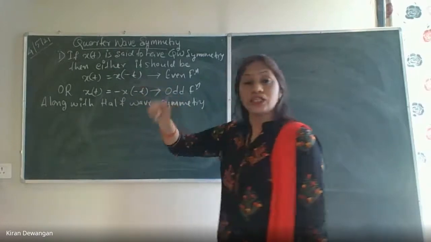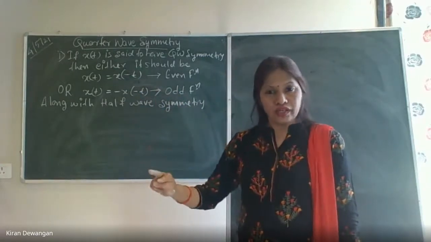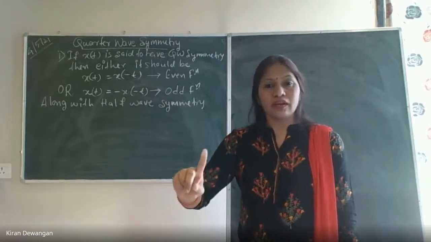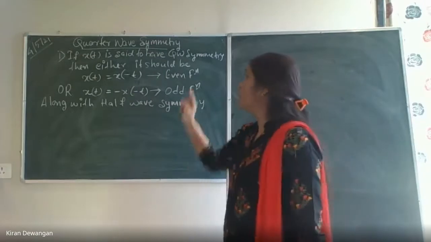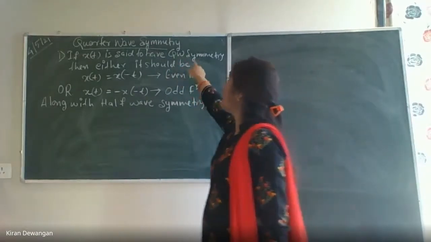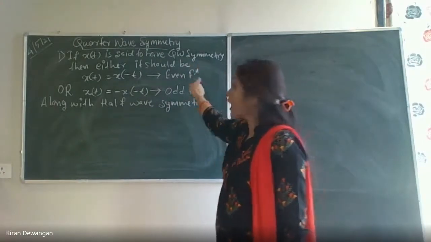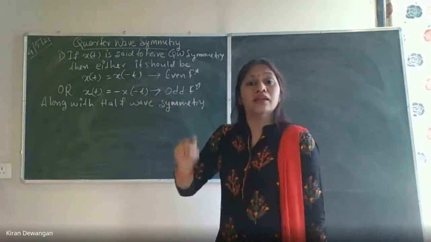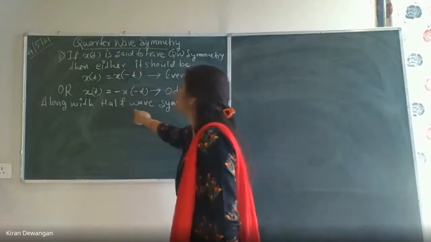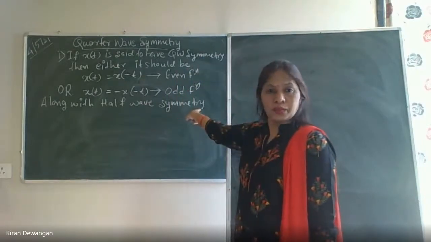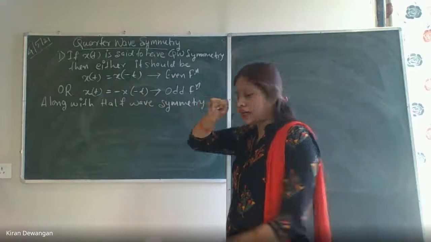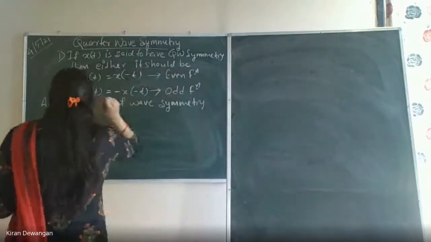मतलब it should satisfy either of the even or odd function. Even or odd में से कोई एक function को उसको satisfy करना है. If it is said to have the quarter-wave symmetry, then in that case it should satisfy either of these two. And मतलब what? Compulsorily. And it should satisfy the half-wave symmetry condition also. ठीक है? So in that case, the case 1.